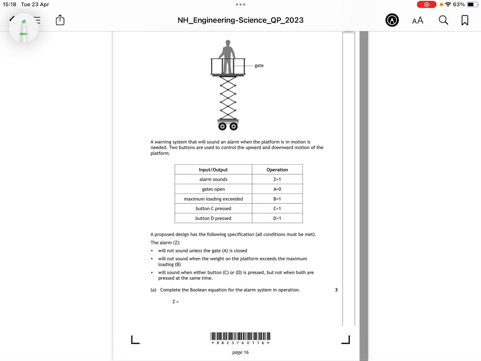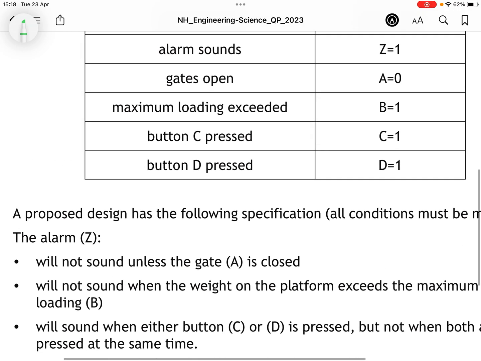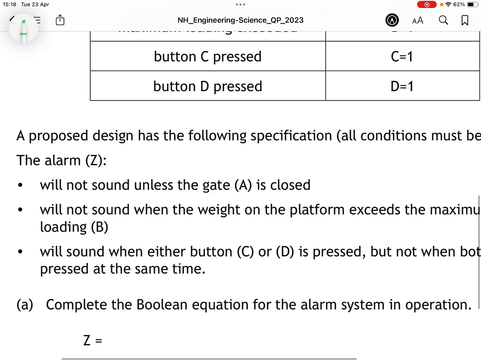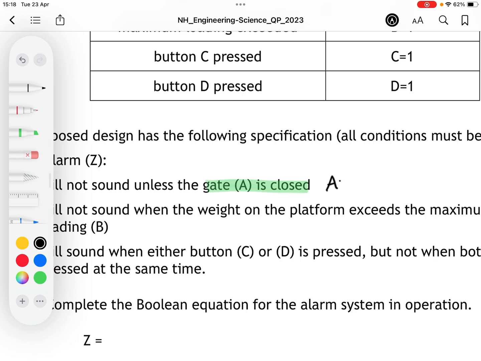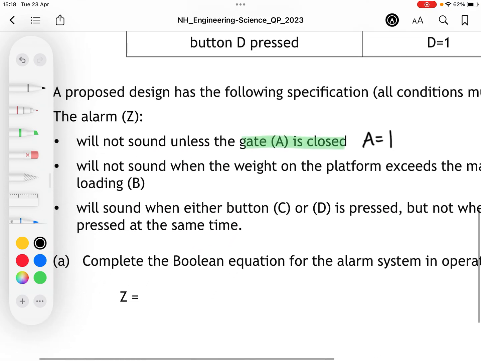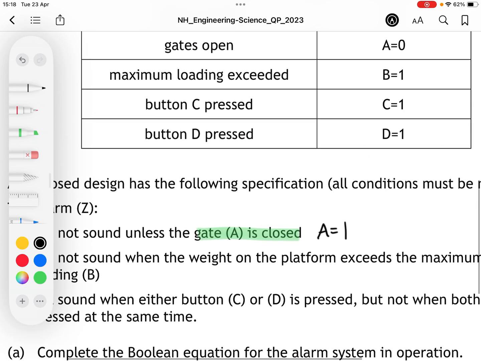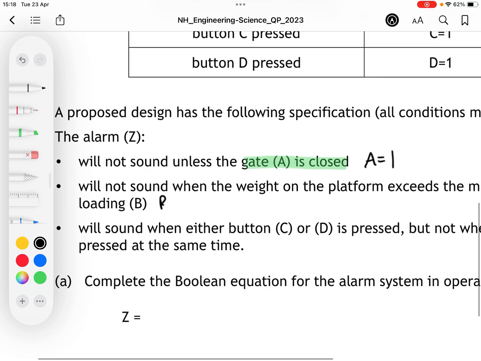Now I think the most helpful thing to do here is to highlight what we know and work out from there what we need to add in. So we're told that if the gates are open, A is equal to 1, we want the gate to be closed. So we want for A to equal 1, because when the gates are open, it equals 0. The alarms are going to not sound when the weight on the platform exceeds the maximum loading. So if the maximum load is exceeded, the table tells us that B is equal to 1. So B is going to be 1 as well.